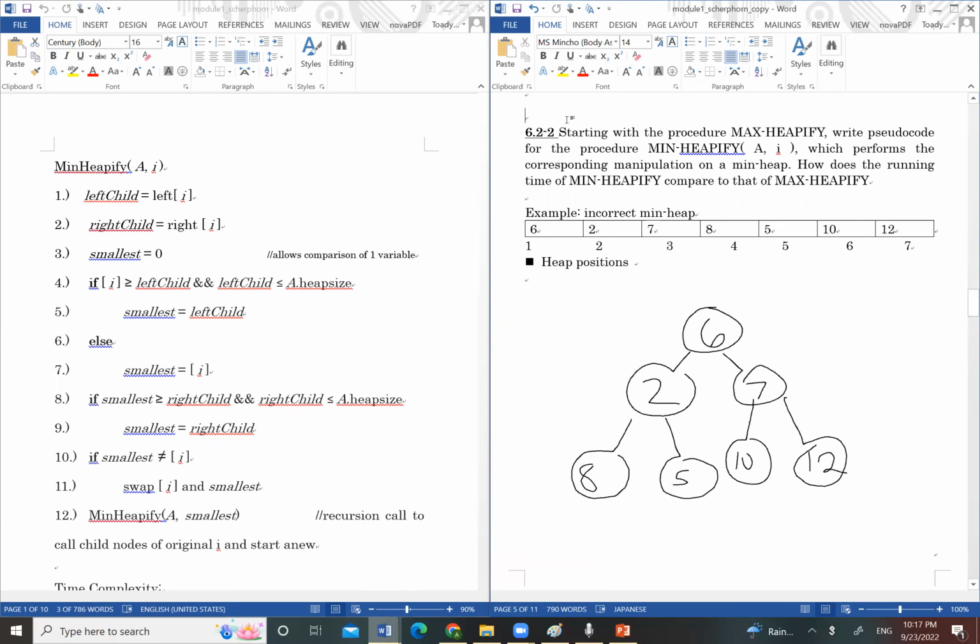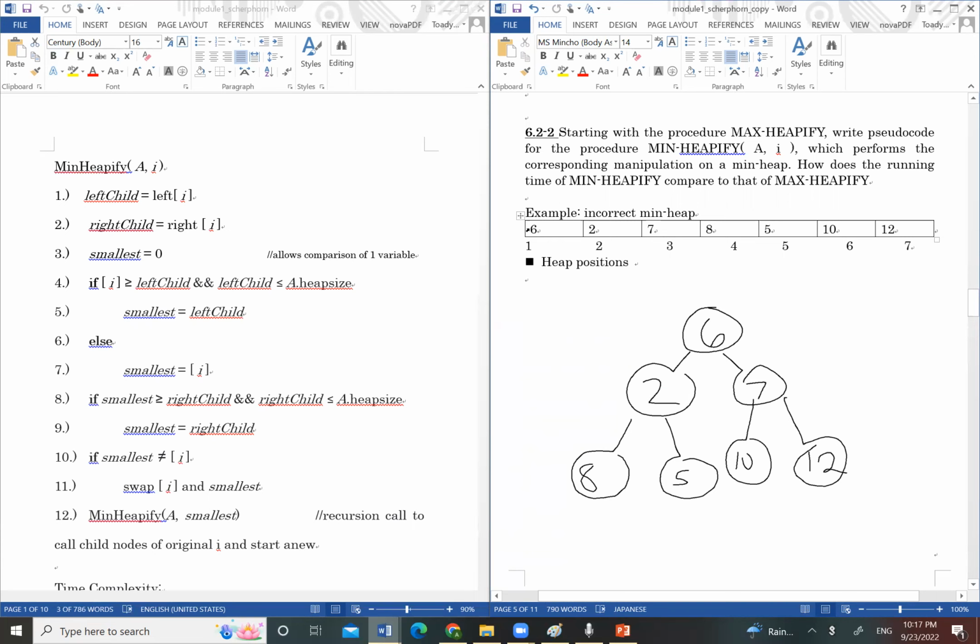So as we know, max heapify is a heap where every parent of its children has to be larger. So obviously min heapify is the opposite. Every parent, or in this case the root as well, is supposed to be smaller than all of its children. But as you can see in this example I created, it's not. 6 is definitely larger than 2, so this is incorrect.